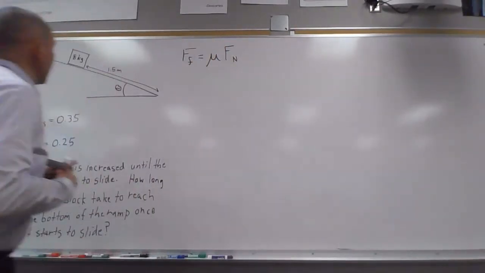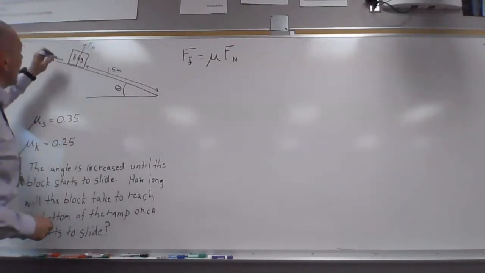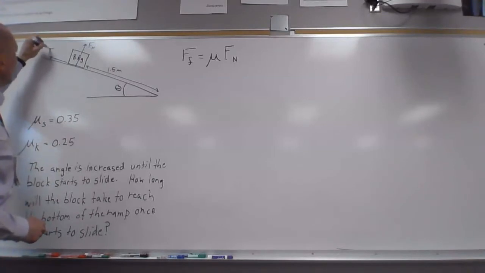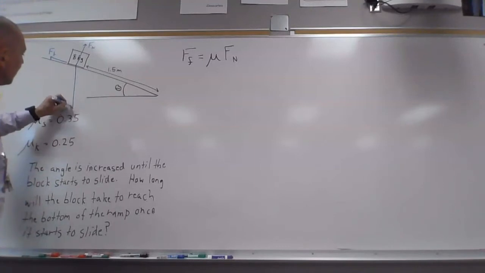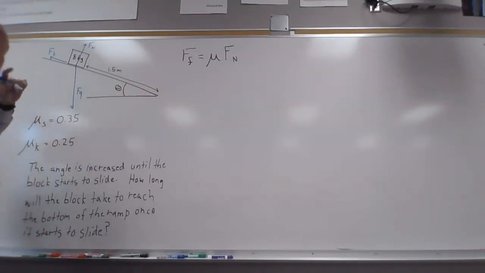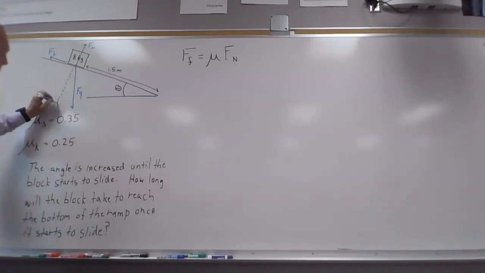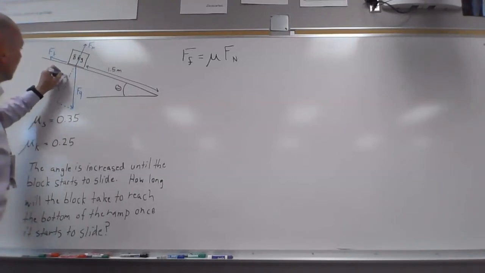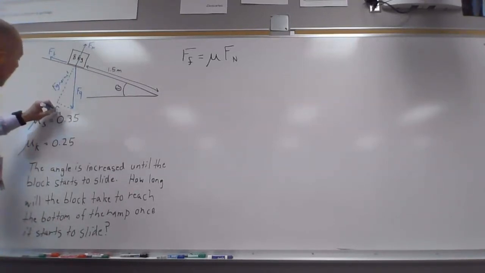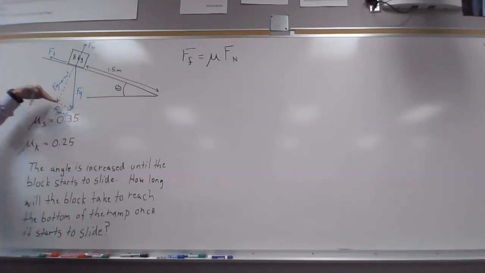So if we draw our forces here, we're going to have a normal force. We're going to have a friction force, and we know it's going to be up the ramp because gravity is going to try to pull it down the ramp. And then we have a force of gravity. Now, right away, we're going to start with our components. So we have Fg normal and Fg ramp. Again, Fg normal is down into the ramp. Fg ramp is down the ramp, along the ramp.